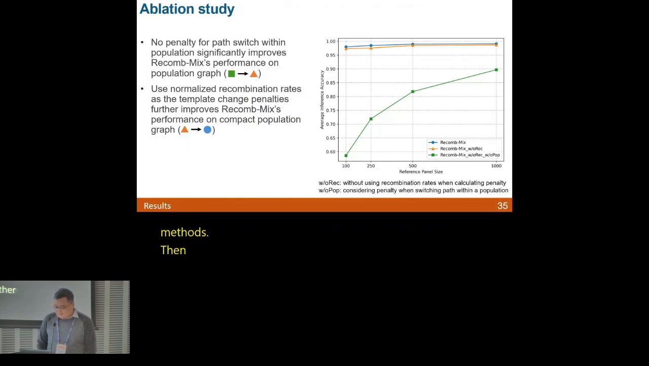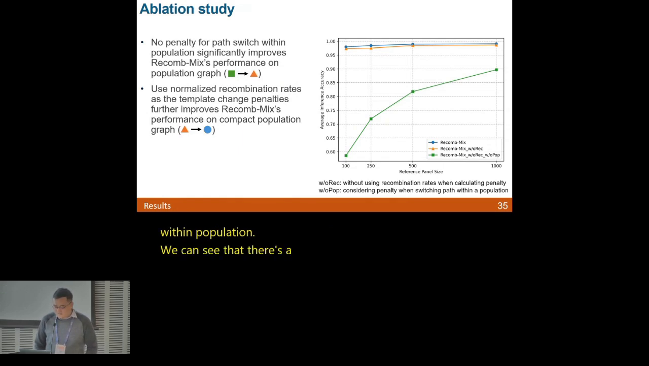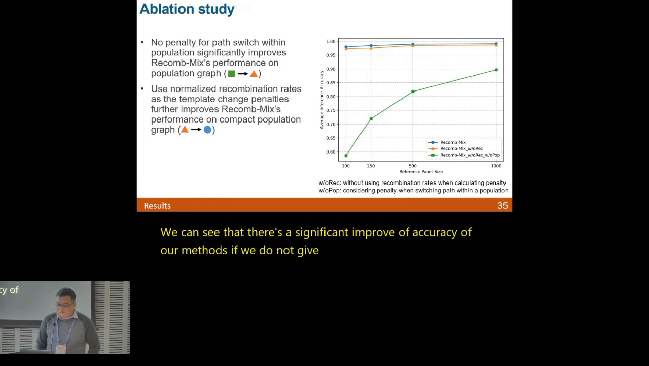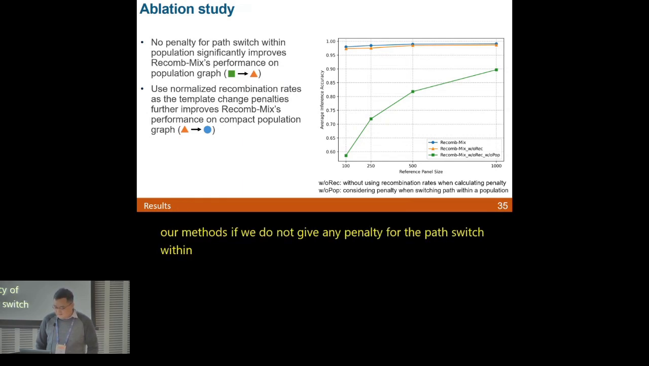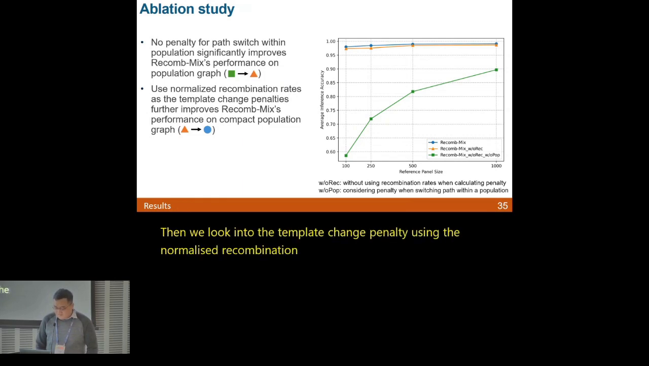Then we did some ablation studies of the properties of our method. The first one is the zero penalty for path switch within population. We can see there's a significant improvement in the accuracy of our method if we do not give any penalty for the path switch within population, which is the green line to the orange line. Then we look into the template change penalty using the normalized recombination rates, which further improves the accuracy, from the orange line to the blue line.